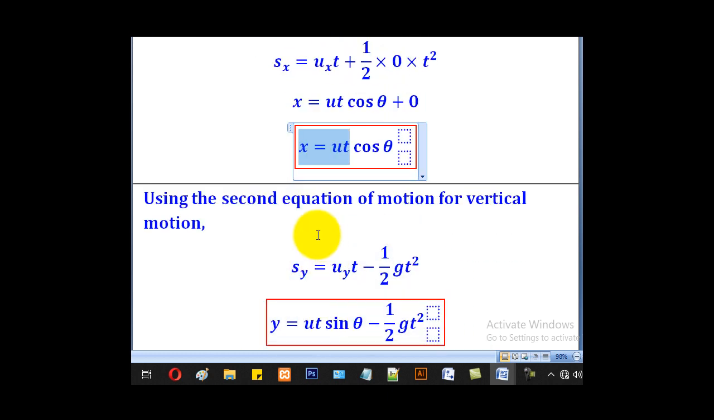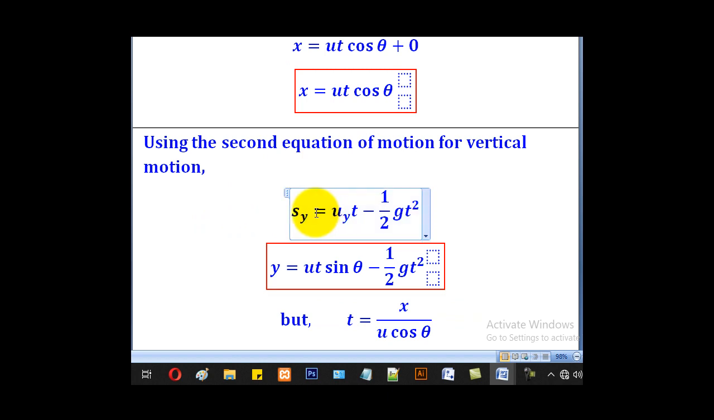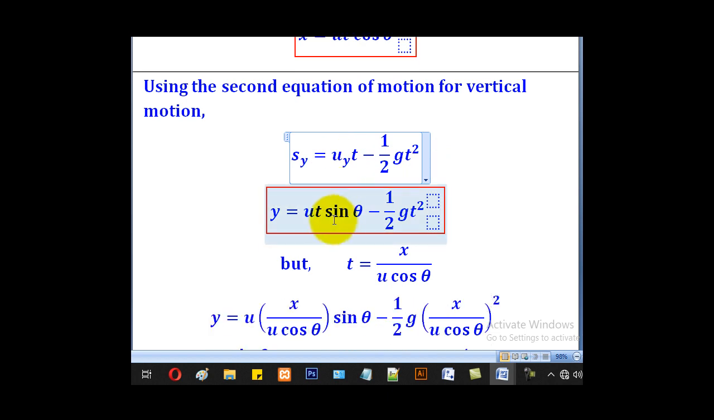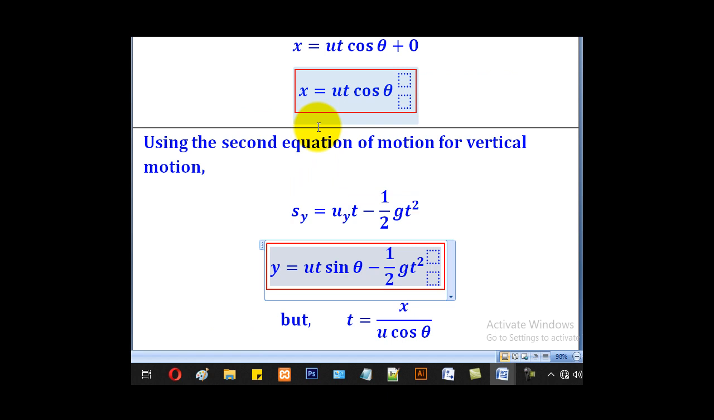We also need to get an equation for y, then we see how to relate the two. Using the second equation of motion for vertical motion, sy is equal to uyt minus a half gt squared. So y is equal to ut sin theta minus a half gt squared. You have got two equations, one for x and one for y, so you have to relate the two.